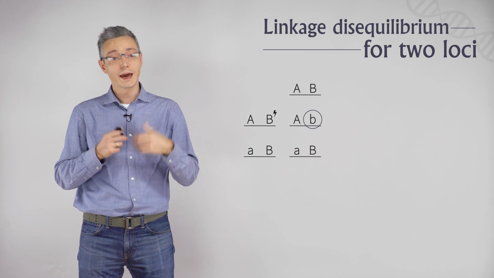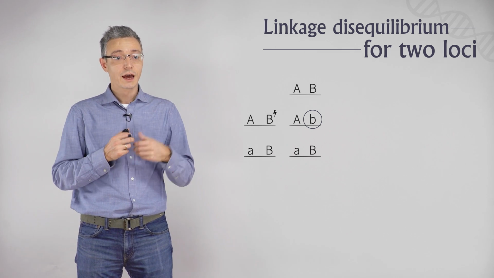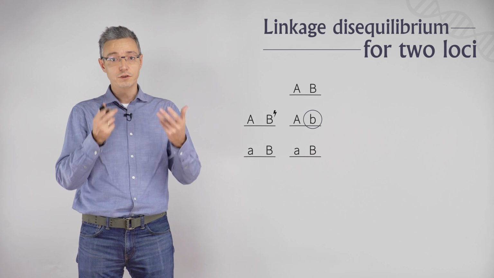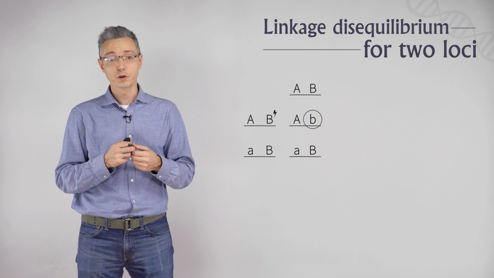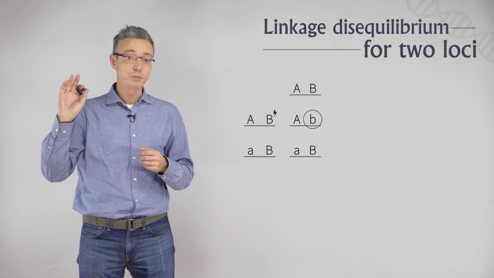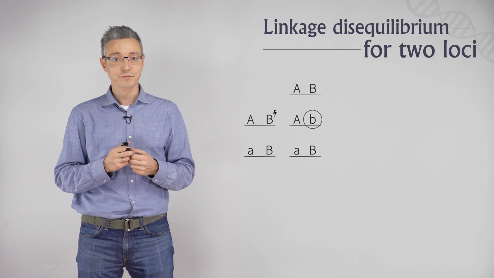A capital B capital, A small B capital. These are the original chromosomes, and there is the haplotype which arose because of mutation, which consists of capital A in one location and small b in another location.